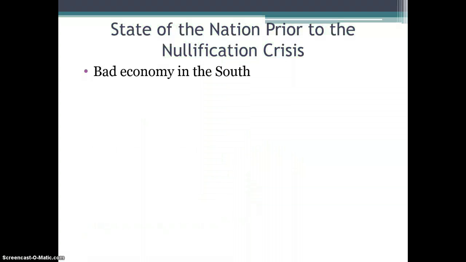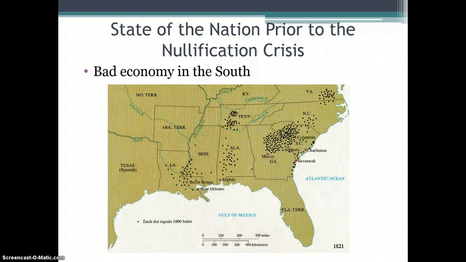Before the Nullification Crisis, the South was struggling economically. In 1828, cotton prices were one third of the price that they were in 1815. As you can see here from this picture, each dot equals 1,000 bales. So with this much cotton being grown in the South and prices being cut that much, you can imagine what an impact that had on the South's economy. And this forced a lot of small farmers to sell their farms as well.